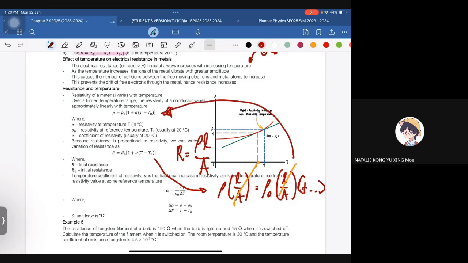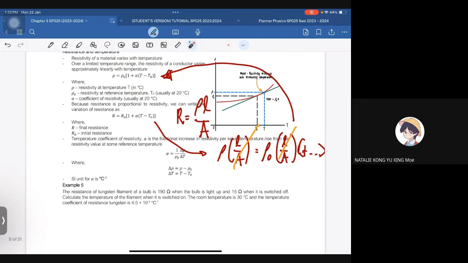Okay, but based on your learning outcomes, the one that you will be using is this equation here. But there's always a possibility for you to use this one even though it is not given, because you should have the ability to rearrange this equation to get this equation. It really depends on what information is given. If they give you resistivity, you can directly use this formula.